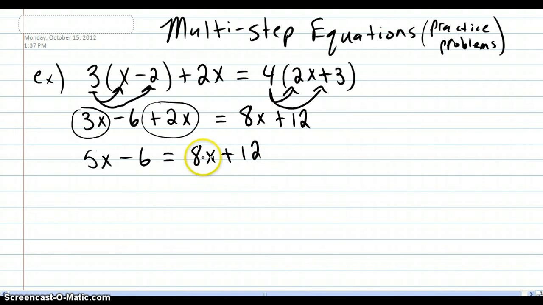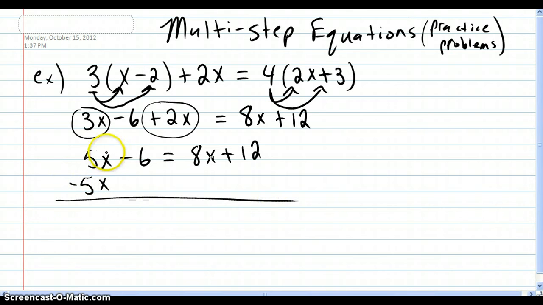Now, we have x's on both sides of the equal sign. Remember, me personally, I would get rid of the smallest x. I have a 5x and an 8x. I'm going to get rid of the 5x. It's positive right now, so I need to put minus 5x. I can't put a plus because 5 plus 5 would be 10. I want to cancel it out. That's the whole point. Goes away to 0.